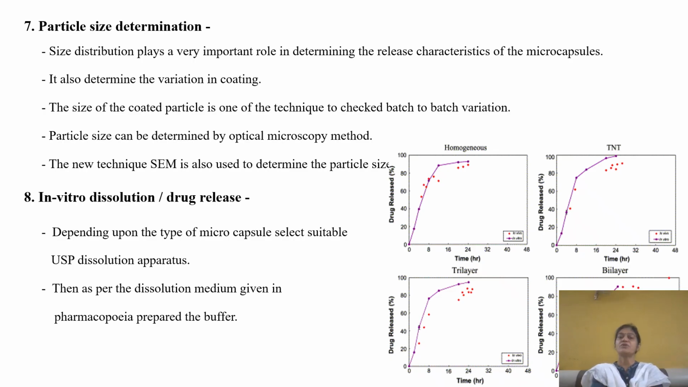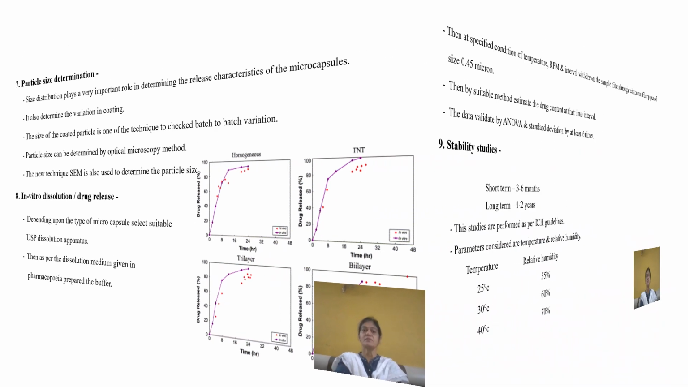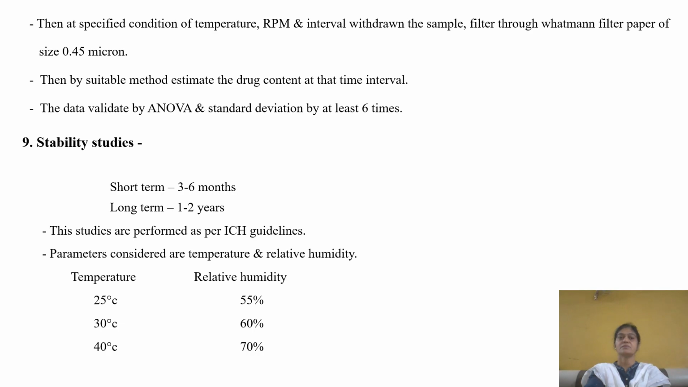In vitro dissolution drug release can be determined by using the USP dissolution method, that is, as per the pharmacopoeia, whatever dissolution media is to be given. Next, the stability study. The stability study is to be conducted either for the short term or the long term, as per the ICH guideline. The parameters considered are temperature as well as relative humidity.